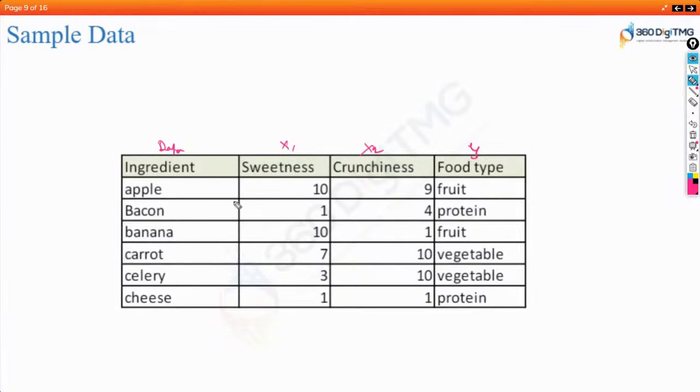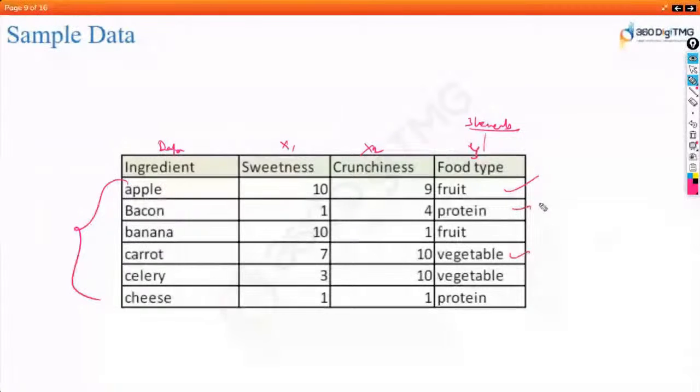Now, given these factors, sweetness and crunchiness, which are measured on a scale, we should be able to identify if there is any new ingredient coming into the picture as one of these food types. There are 3 levels, x1 and x2. These x1 and x2, we have to identify one of the food types out of these 3 levels: fruit, protein, and vegetable.